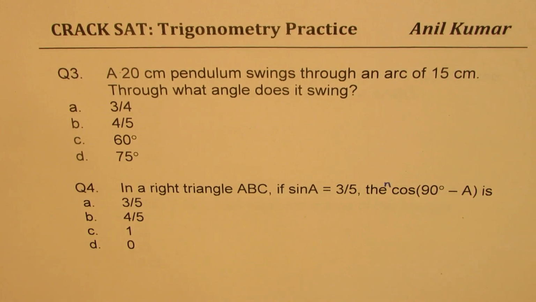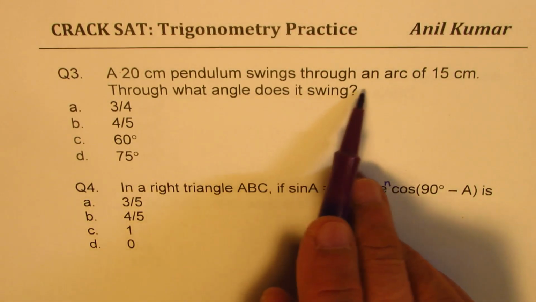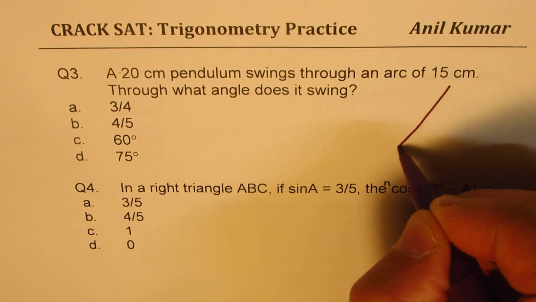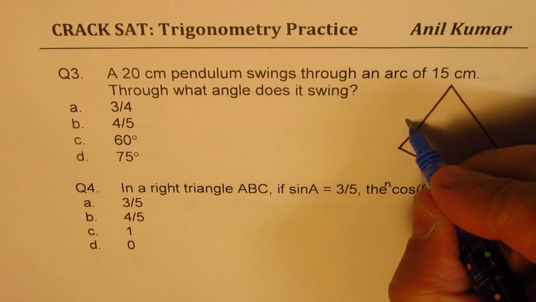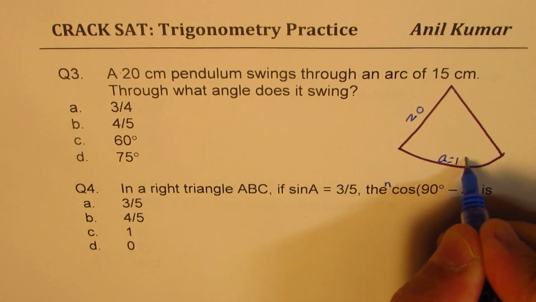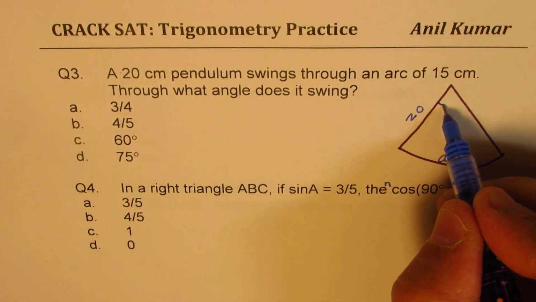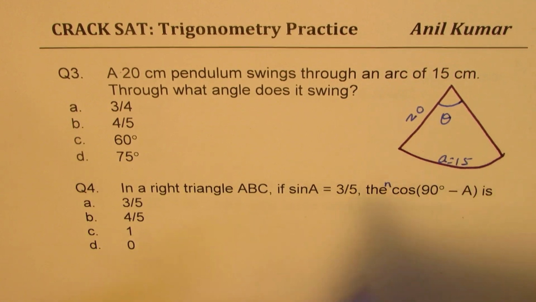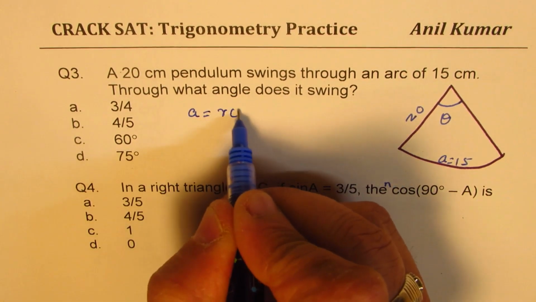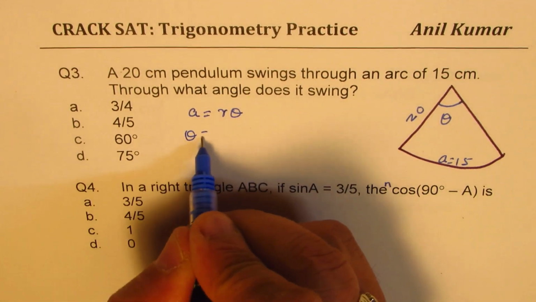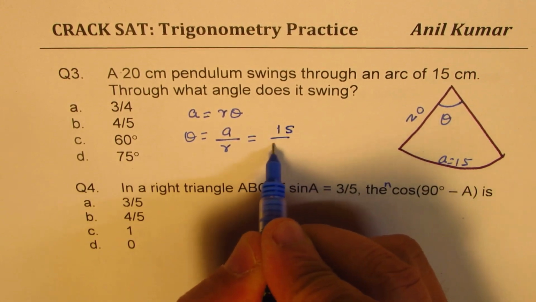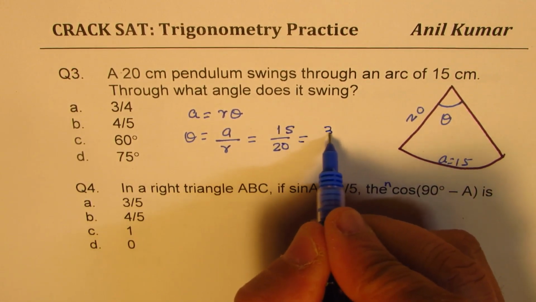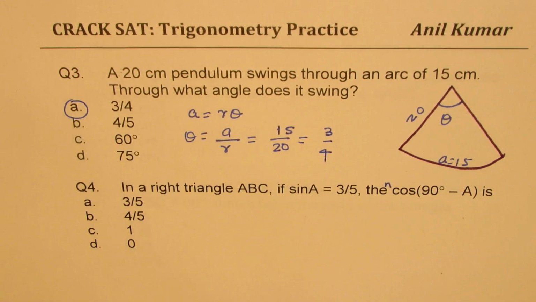Question number 3. A 20 centimeter pendulum swings through an arc of 15 centimeters. So the length is 20 and it swings through an arc of 15 centimeters, right? So this is 20 and this arc A equals 15. Through what angle does it swing? So we need to find angle A. Now we know arc length A equals r theta. We need to find angle theta. So theta is the ratio of arc length over radius, which is 15 over 20, dividing by 5, we get 3 over 4. So option A is the right option. Correct? Question number 4.